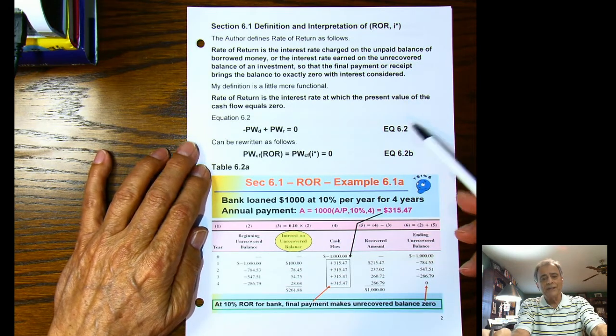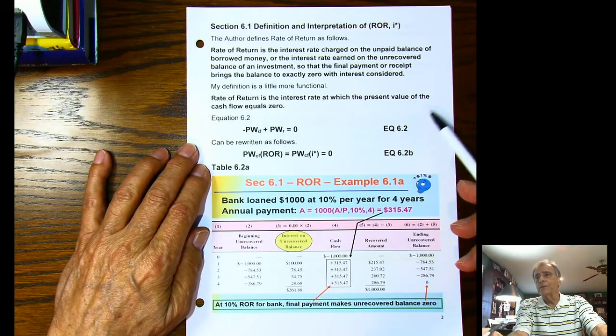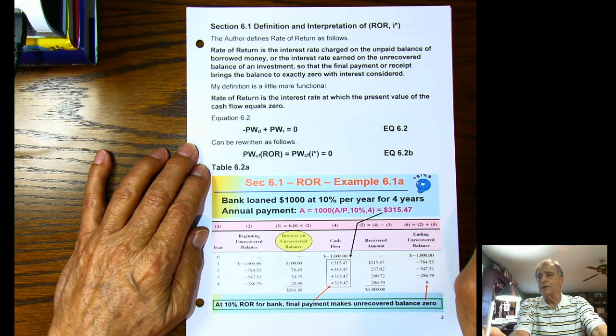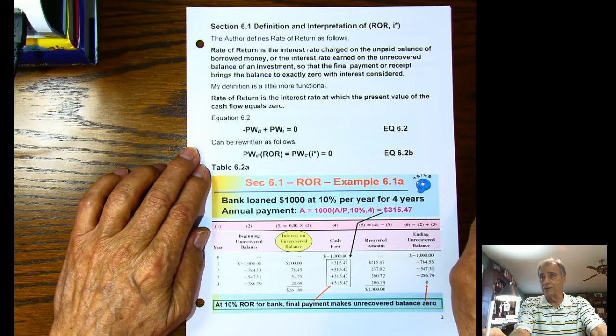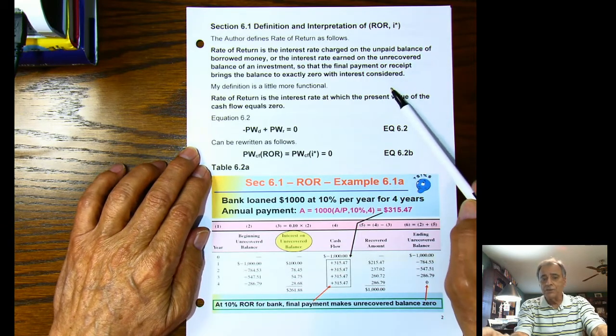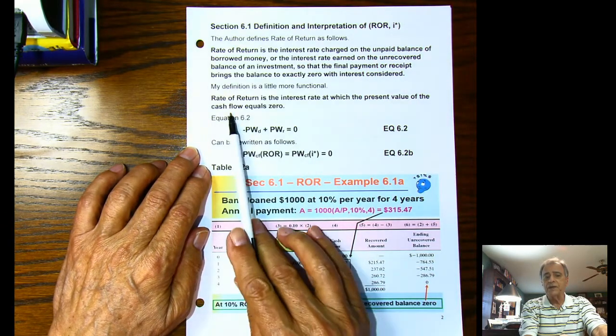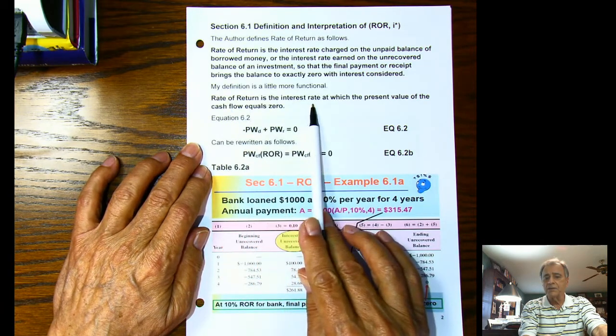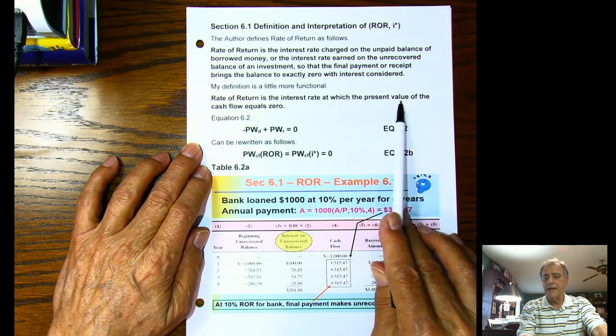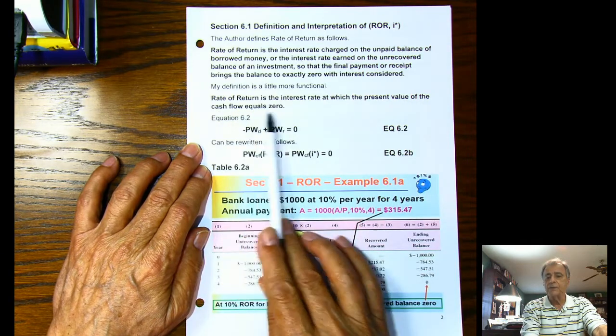Well, you and I both know that if the future value is zero, how much is the present value? Well, the present value is the future value times (1 + i) to the minus n. And if you multiply anything times zero, you're going to get zero. So it's also true, and that's my definition of rate of return, that the rate of return is the interest rate at which the present value of the cash flow equals zero.